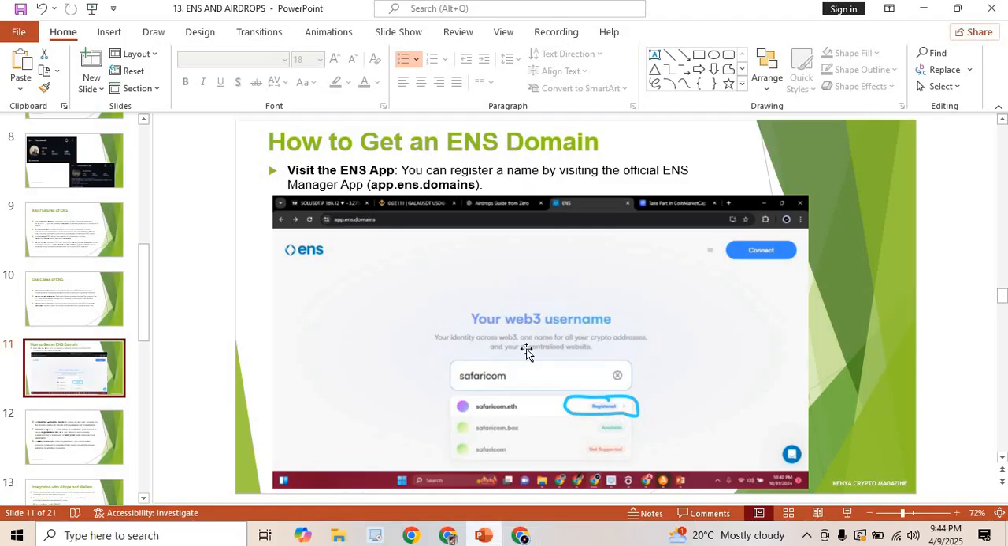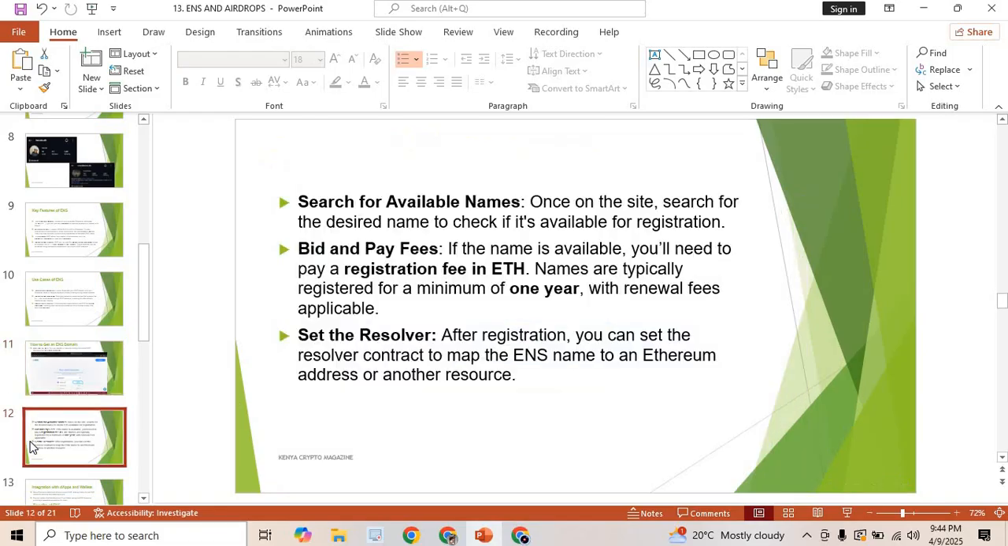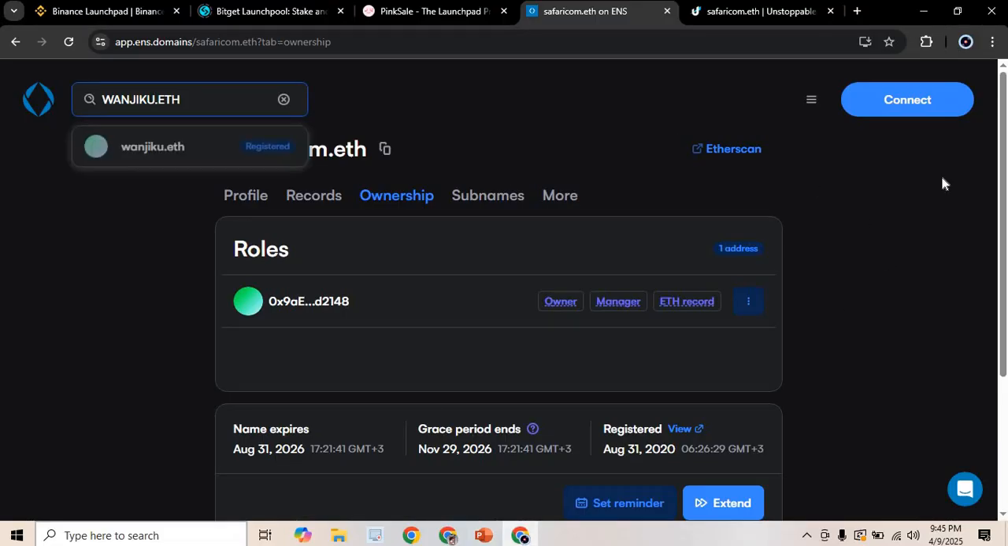So moving back to this, we have looked at how this domain name works, and we have looked at how to get them. Search for the available name. I think that you've done. Once on site, search for the desired name to check if it's available for registration. Then bid and pay for fees. And in this case, you'll need Ethereum. Remember, the ENS is on the Ethereum ecosystem. So you need Ethereum in your wallet. Connect your wallet. For example, maybe it's MetaMask. Connect it to this part.